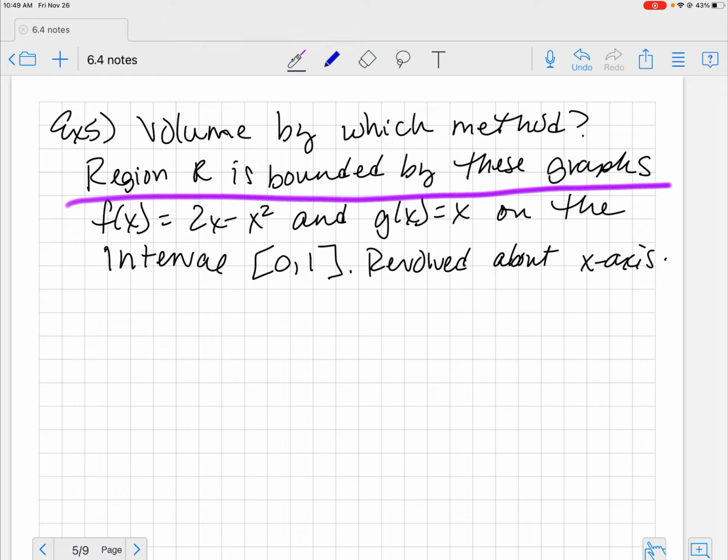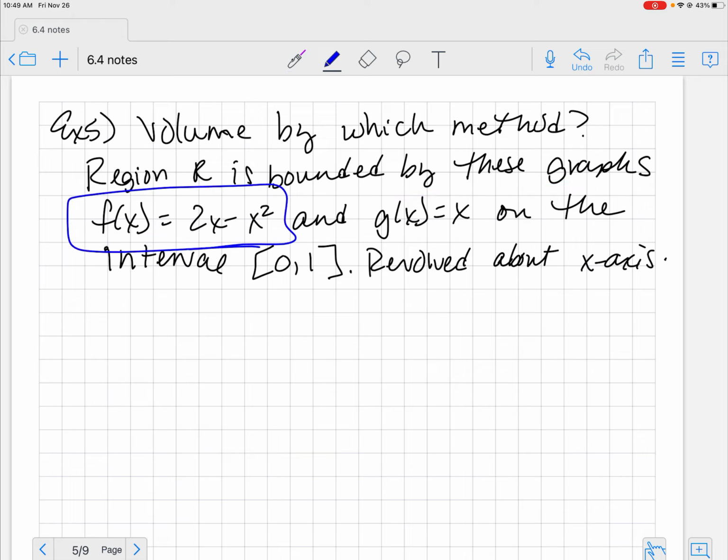Region R is bounded by these graphs where I have f of x is equal to 2x minus x squared and g of x equals x on the interval here from 0 to 1. I'm going to revolve about that x-axis. All right, let's draw these graphs.